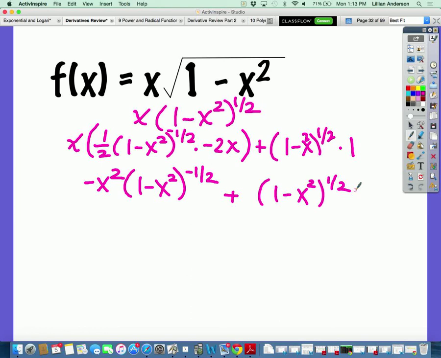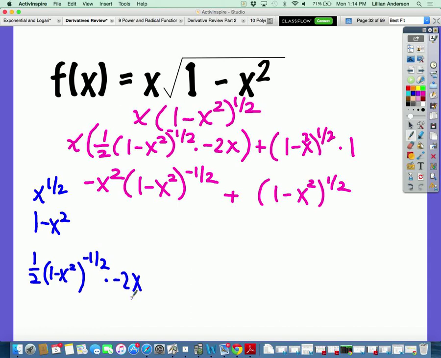Okay. So when you take the derivative of that 1 minus x squared, that's your inside function, and this is your outside. This is your chain rule. So you take the derivative of the outside, which is 1/2. So this is the product rule. It's first times the derivative of the second. So all of this is the derivative of the second piece. Then plus the second times the derivative of the first, which is x, which is 1.